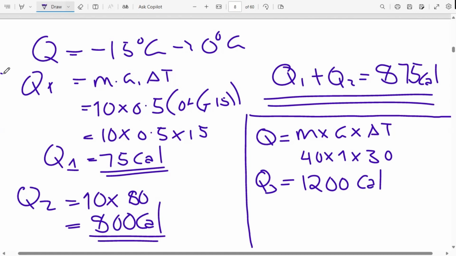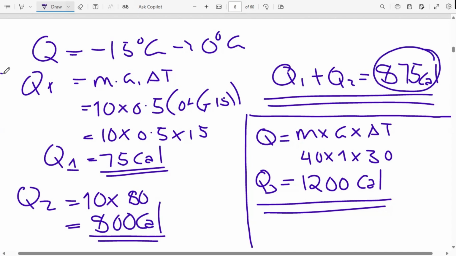So from here, you can see that the heat energy that is available to change the temperature of water from 30 degrees Celsius to 0 degrees Celsius is more than the heat energy that is required to change the ice from negative 15 degrees Celsius to liquid water at 0 degrees Celsius. So what are we going to do? We're going to find the heat that is going to remain if we change the state of the ice from negative 15 degrees Celsius to liquid water at 0 degrees Celsius.